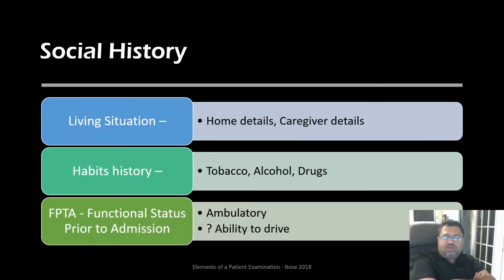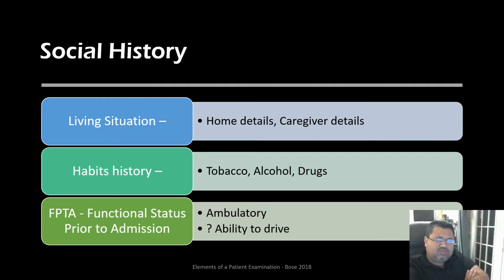In social history, we look at three situations. We look at the living situation of the patient, home details: if it's all on one floor, how many steps there are to come into the house, how many steps to the second floor if needed, and who are the caregivers? Was the patient independent before, or is there somebody who would live with the patient now? Things like that. We'll look at the habits history.